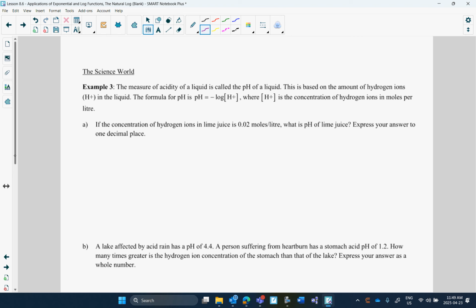Science world, which some of you are happily familiar with. I heard a couple students doing one like this yesterday. The measure of acidity of a liquid is called the pH, based on the amount of hydrogen ions in the liquid. The formula for pH is negative log of H plus, where H plus is the concentration of hydrogen ions in moles per liter. Here's our formula. It's pretty straightforward. There's only two unknowns, the pH and the H plus.